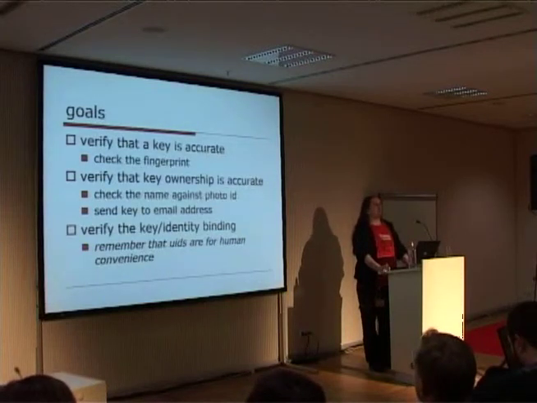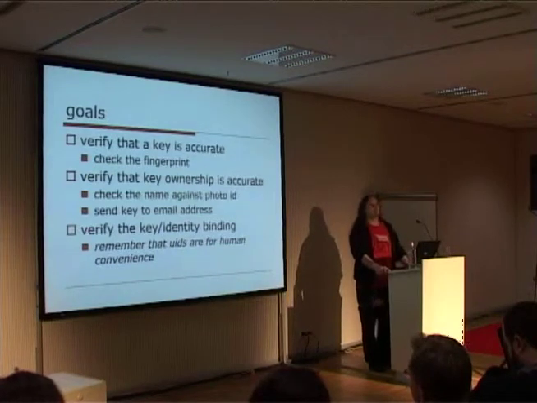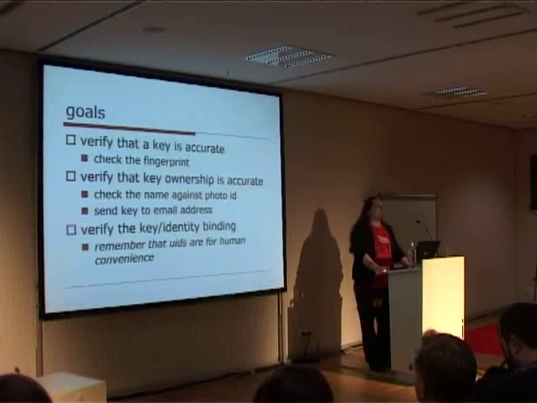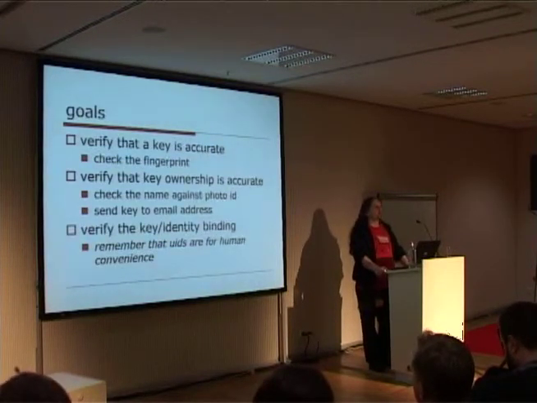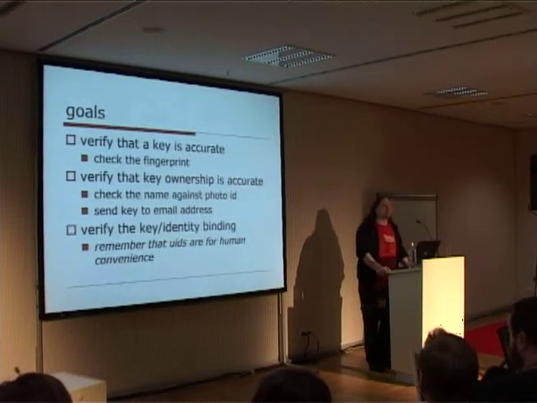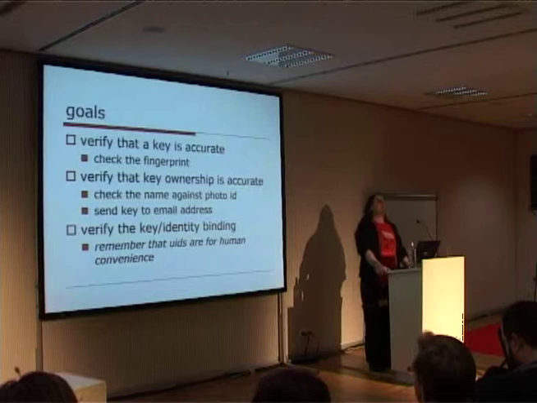who you want it to go to can read it. So you check the name against a photo ID or against a reputation-based system if you're feeling kind of adventurous. And you check the email address by making sure that the signature actually gets to that email address before it gets to a key server. But these two goals are really just subsets of the primary goal, and that is to verify the key identity binding. Yes?